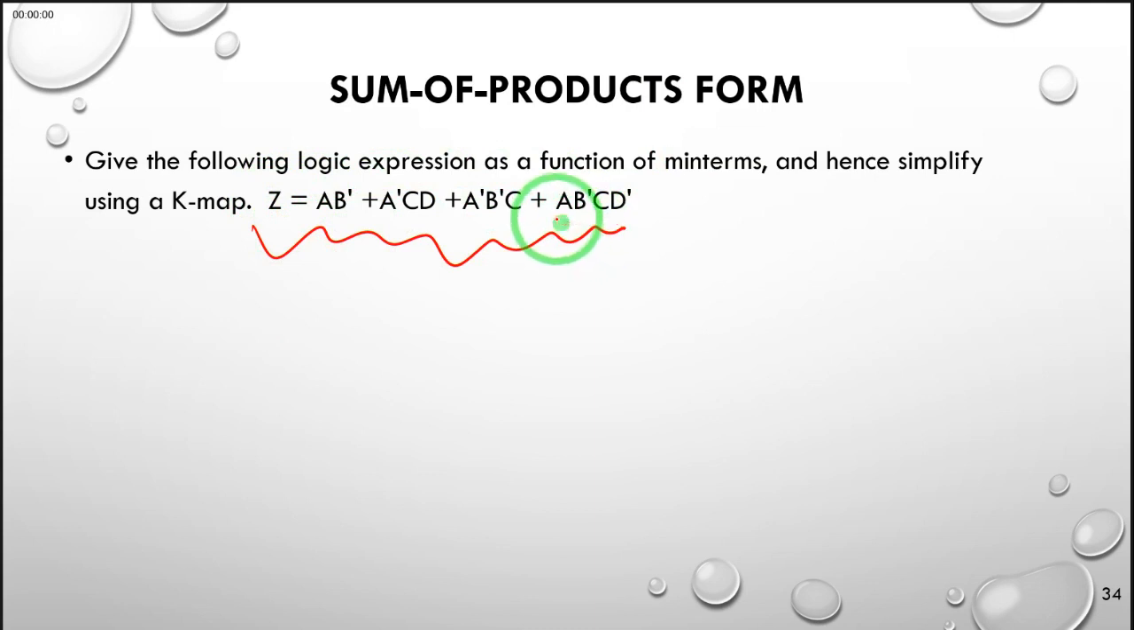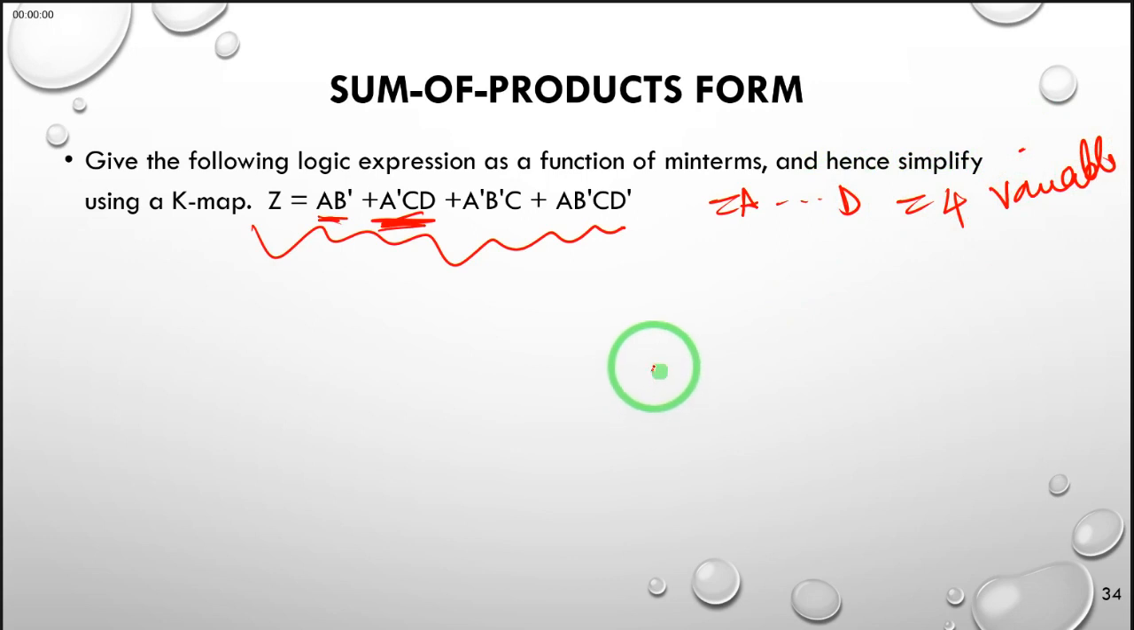And whenever we see A, B, do not stop there. Look at all the other variables and identify all the variables that are represented. And here we can see we have A all the way from A to Z to D. That means there are four variables. So therefore, you're going to need a 4-variable K-map.